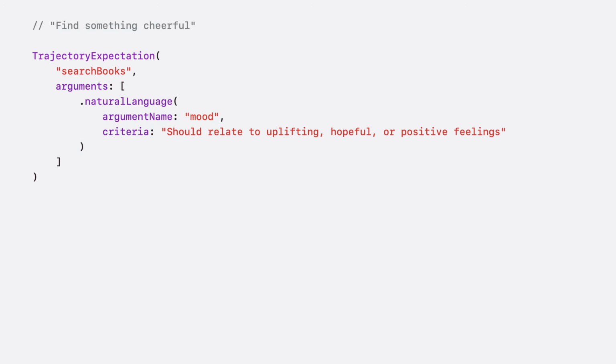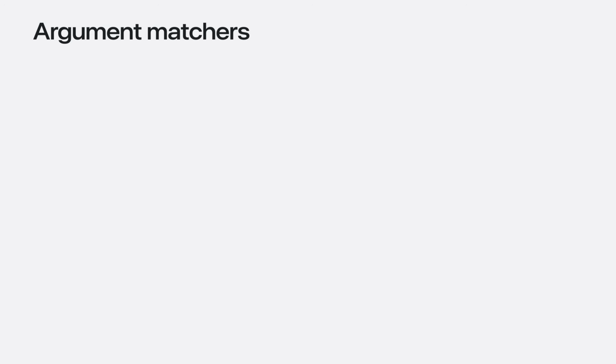An exact match isn't always what you want. If the prompt is find something cheerful, the model might pass uplifting, happy, cheerful. Any of these are fine. The natural language matcher checks whether the value matches the intent, not the exact string. And there's a whole set of matchers for different situations: contains, one of, pattern, range, and more. Check out the developer documentation for more information.